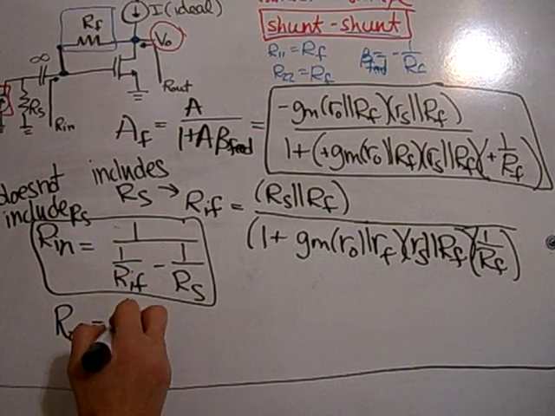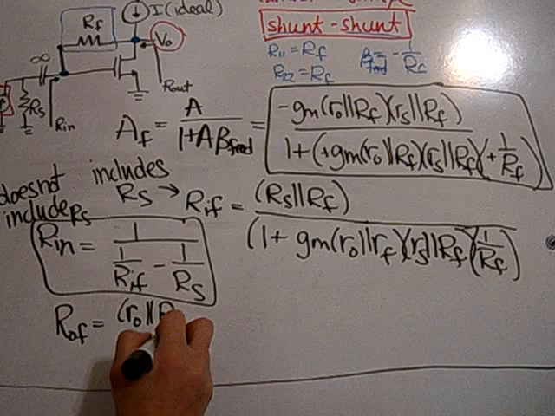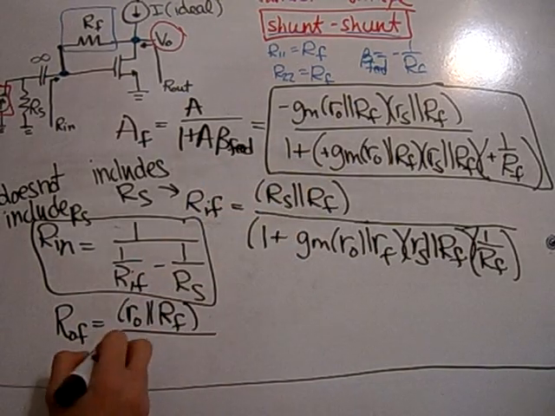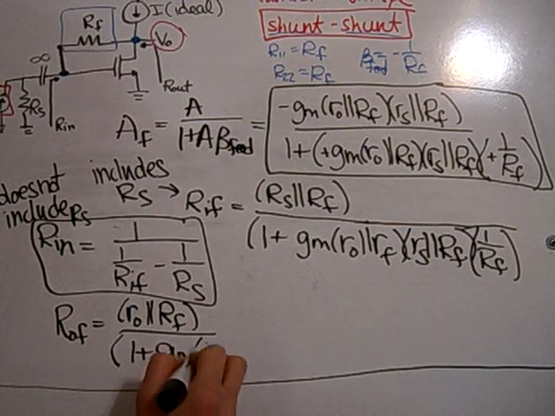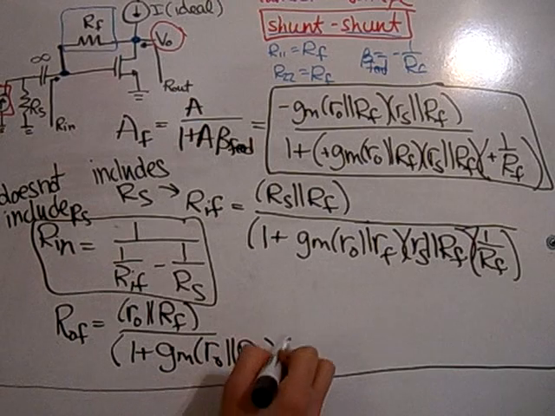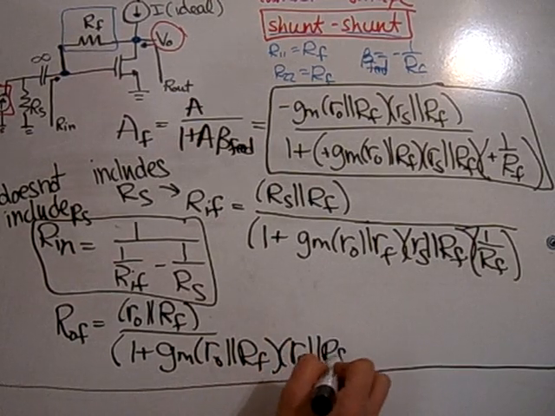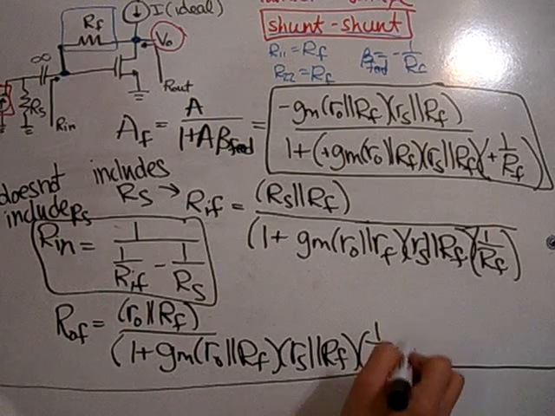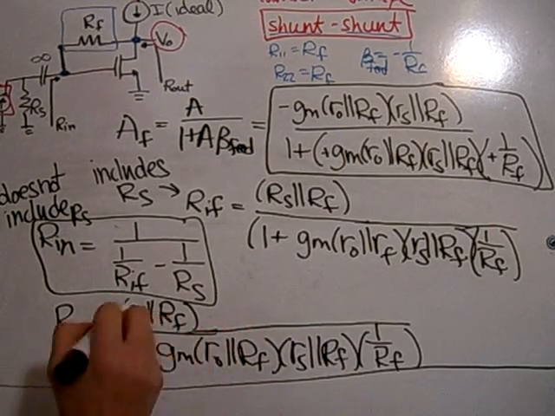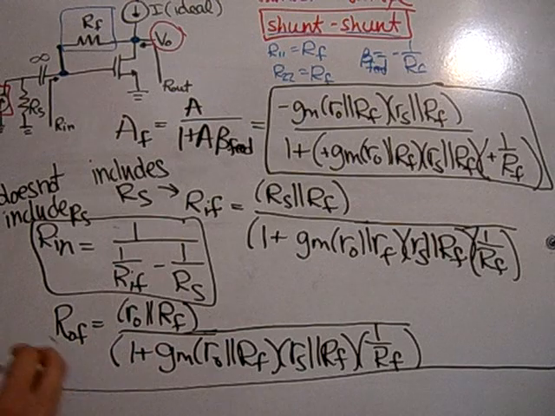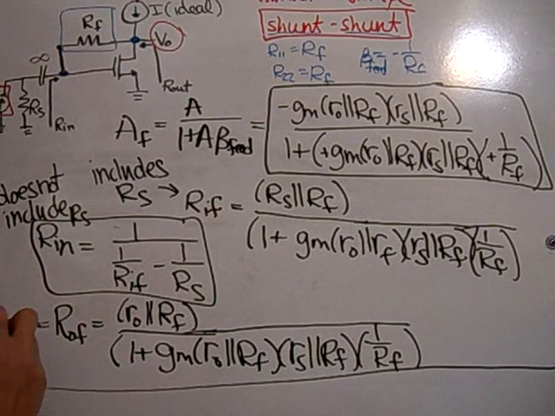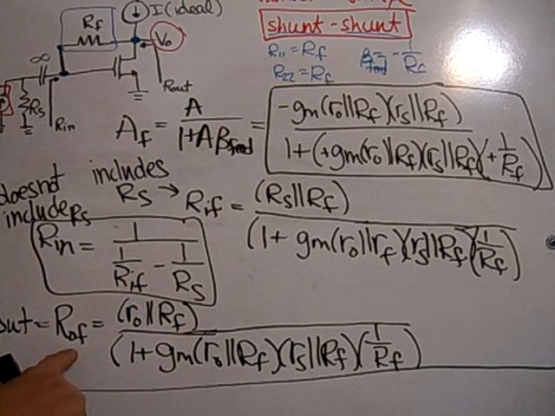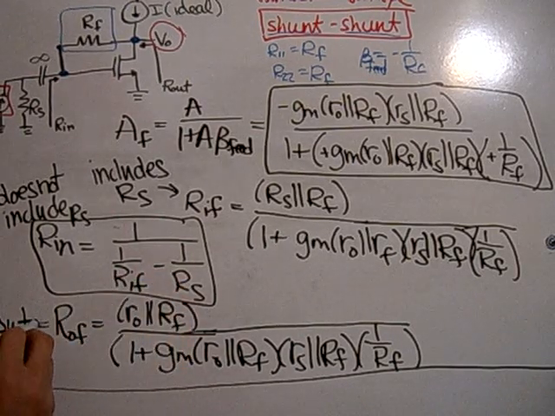For ROF, it's the same thing. It was RO in parallel with RF divided by the 1 plus A beta feed, and so that's again the same term, gm RO in parallel with RF, RS in parallel with RF times 1 over RF. Since there's no load RL that we factored in there, this would also be our R out for this case. If we had an RL included in this, to remove it, we again would use 1 over ROF minus 1 over RL to remove it.